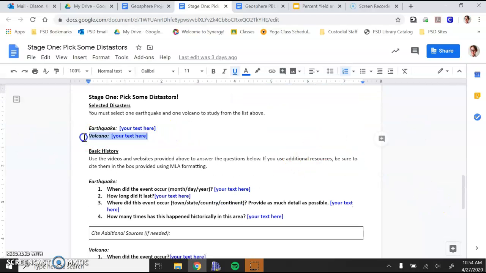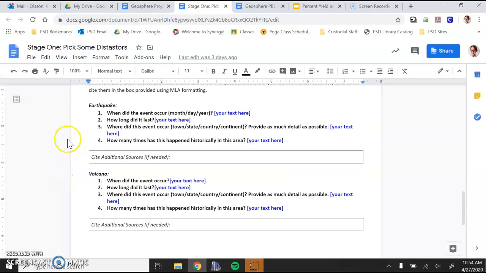Once you pick, you're going to tell me which ones you picked right here, and then you'll go through the basic history. It's just a couple questions. When did it happen? How long did it last? Where did it happen? I'm trying to give a lot of detail. Don't just say it happened in Alaska. I want you to tell me what part of Alaska. I want you to tell me what towns were affected and all those kinds of things.